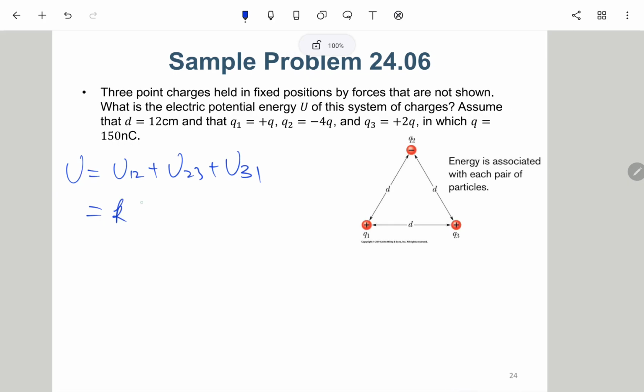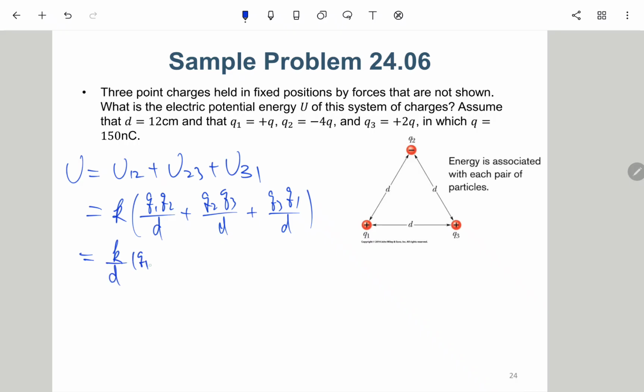So here we have K times Q1 Q2 over D, since all the distances are D, plus Q2 Q3 over D plus Q3 Q1 over D. So finally, K over D times Q1 Q2 plus Q2 Q3 plus Q3 Q1. K is 8.99 times 10 to the 9th power, and D is this 12 centimeters. Changing it to SI unit, it is 0.12 meter.